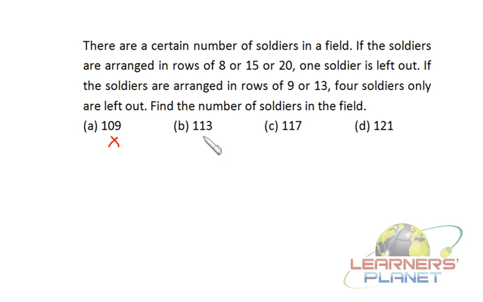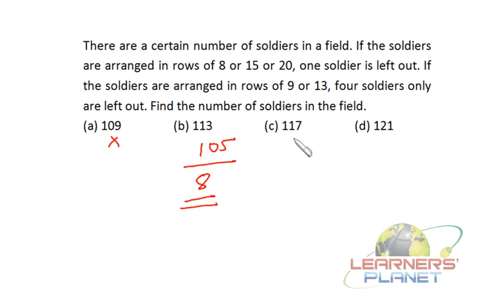Okay, so it cannot be the right choice. Similarly, let's see for 113. The last multiple of 8 is 112. That means it leaves a remainder of 1. Now let's see it for 15. 15 sevens are 105. So it leaves 105. That means it leaves a remainder as 8. So even it cannot be the right choice.